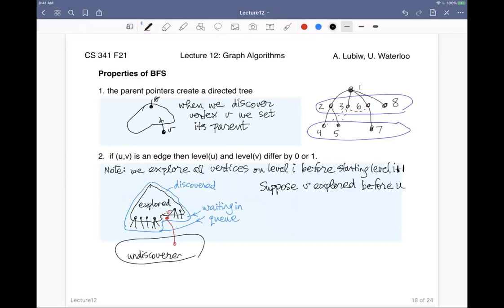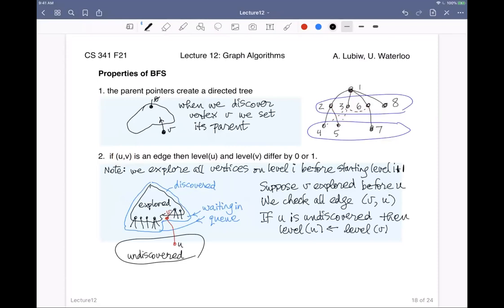If you look back at the pseudocode, that was the first line. I look at a neighbor U of V, and if it's undiscovered, then I set its parent and I put it into the next level. Let me back up one step and say one more thing before this. We check all edges going from V to U, and I want to look at all these possibilities. Now, if U is undiscovered, as shown in the picture, then I set the level at that point. If you look back at the pseudocode, I set the level of U to be the level of V plus 1. Okay, so that certainly works as far as proving what we wanted to prove.